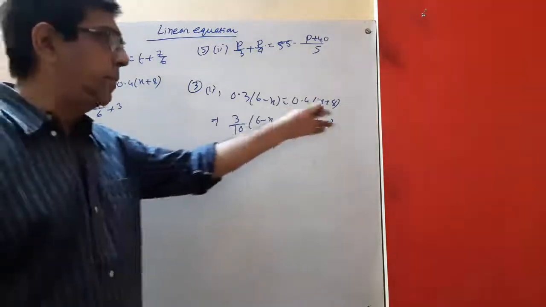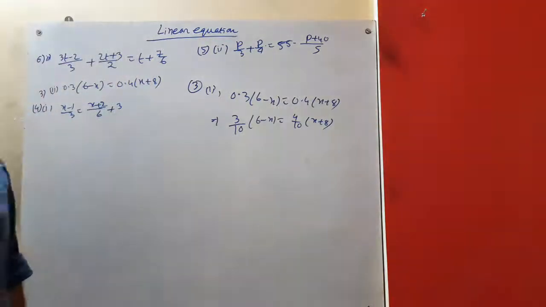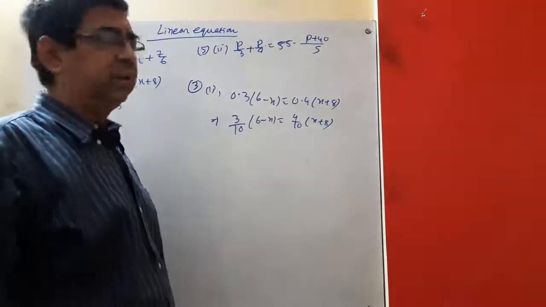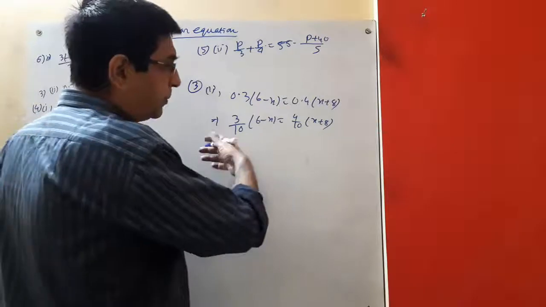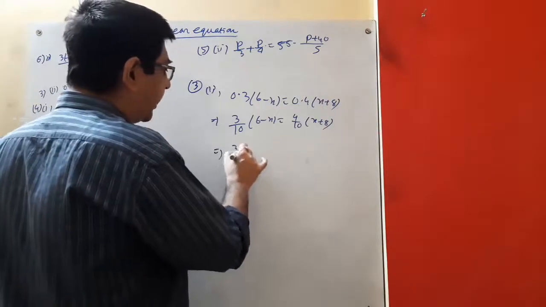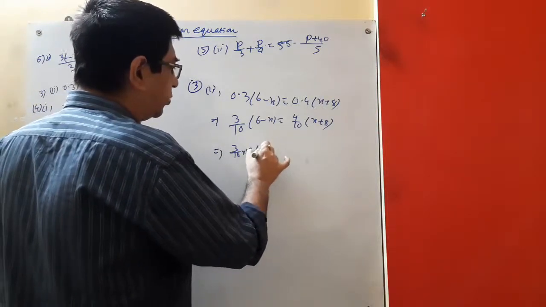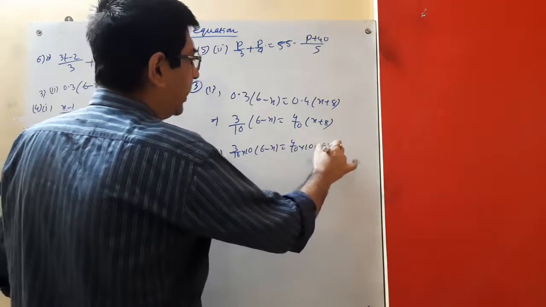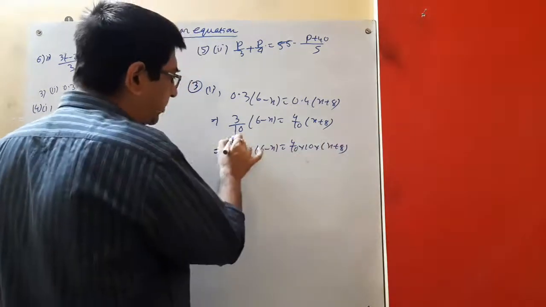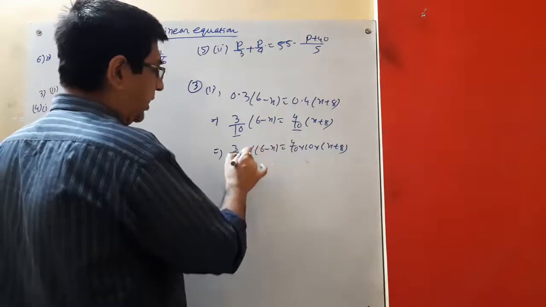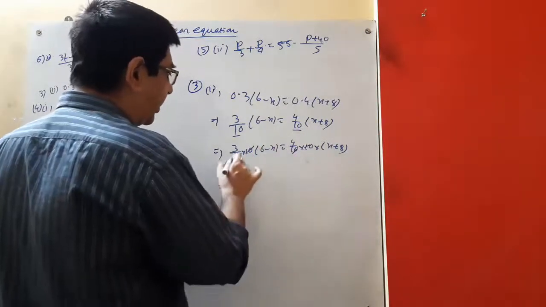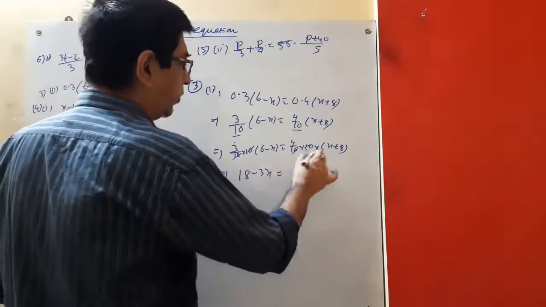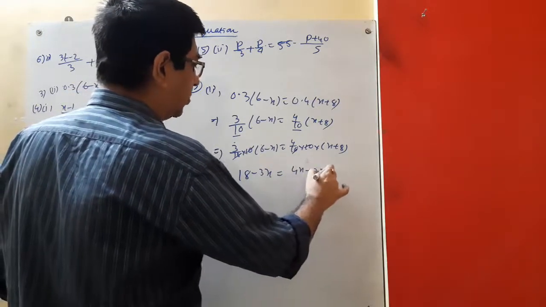You can directly multiply this one also. There is no problem. But there are so many decimal points, 0.3x, 1.8. Now multiplying both sides by 10. So what are you getting? 10 by 10 into 3 into (6 minus x) equal to 10 by 10 into 4 into (x plus 8). Why? Because the LCM of this one and this one is 10. 10 cancel, 10 cancel. Now it is a very easy one. 3 into 6 is 18 minus 3x equal to 4 into x plus 32.